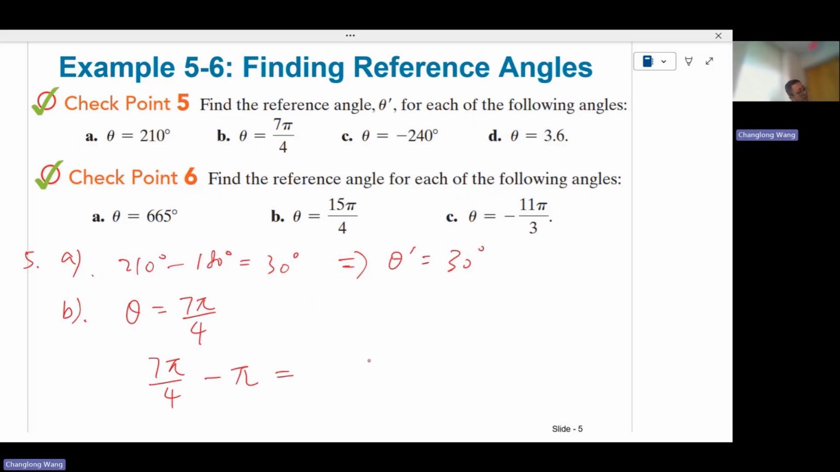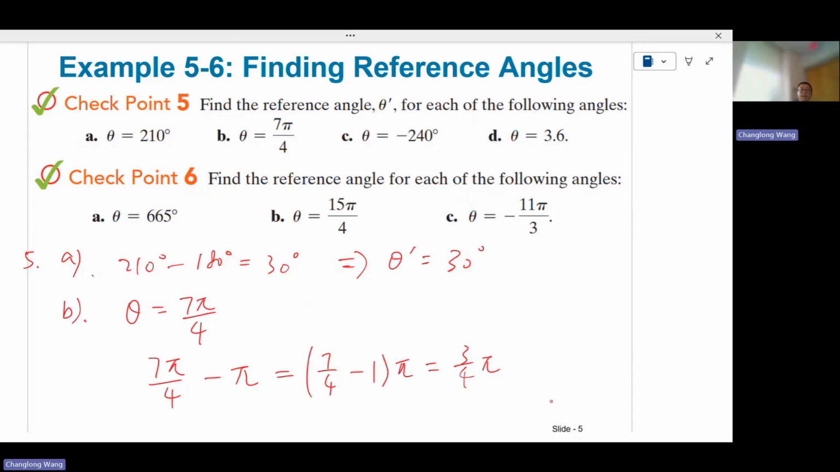Now, how much is it? If you want to keep that in a fractional form and also the pi, am I just subtracting 7/4 and a 1? Right? 1 is 4/4. You get 3/4 pi.